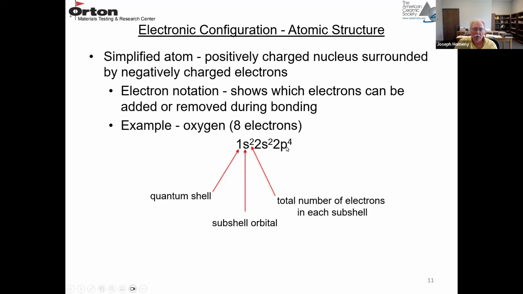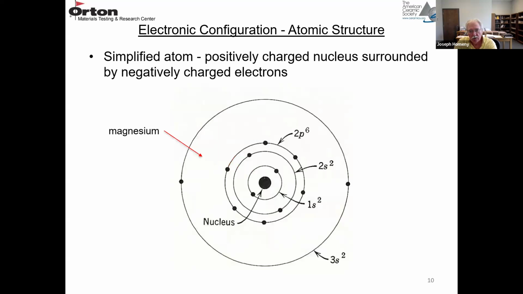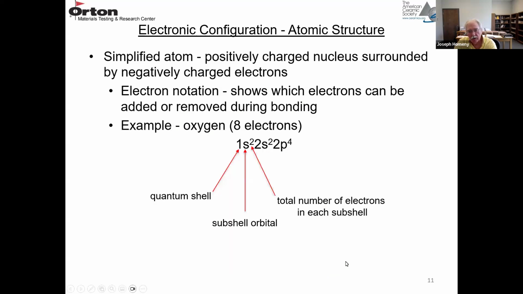So when a reaction takes place, perhaps you're forming MgO, the Mg atom gives its two outermost electrons, and then the oxygen basically wants to complete the p level and have 6 electrons. So it is taking the 2 electrons off of the Mg atom. So that's a very good example of ionic bonding.